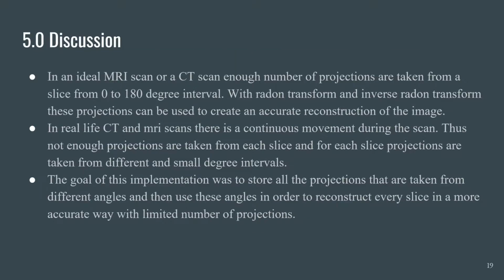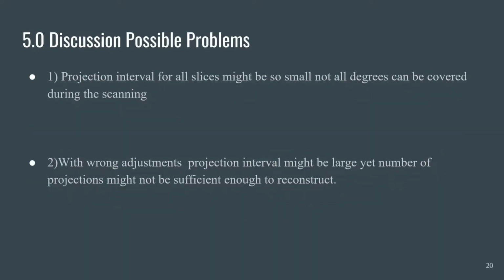As I have stated before, in an ideal MRI scan or a CT scan, enough projections are taken from a slice over a 0 to 180-degree interval, and in a real-life CT or MRI scan, there is continuous movement during the scan. Thus, not enough projections are taken from each slice. Possible problems for my implementation are that the projection interval for all slices might be so small that not all degrees can be covered during the scanning. Also, with wrong adjustments, the projection interval might be large, yet the number of projections might not be sufficient to reconstruct.